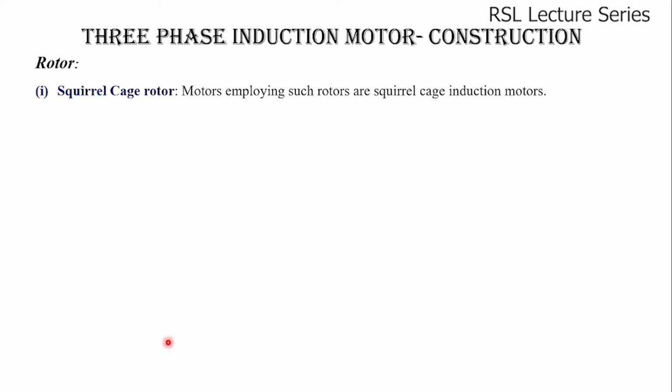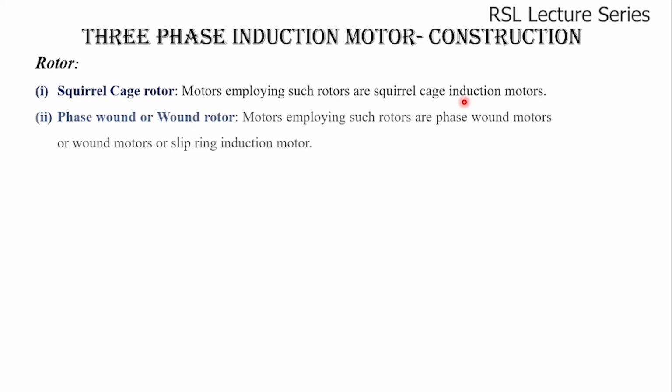So the motors employing squirrel cage rotors are called squirrel cage induction motors, and the motors with phase wound rotors are called phase wound motors, wound motors, or slip ring induction motors. So in general, there are two types of induction motors, squirrel cage induction motors and slip ring induction motors, depending upon the type of rotor employed.